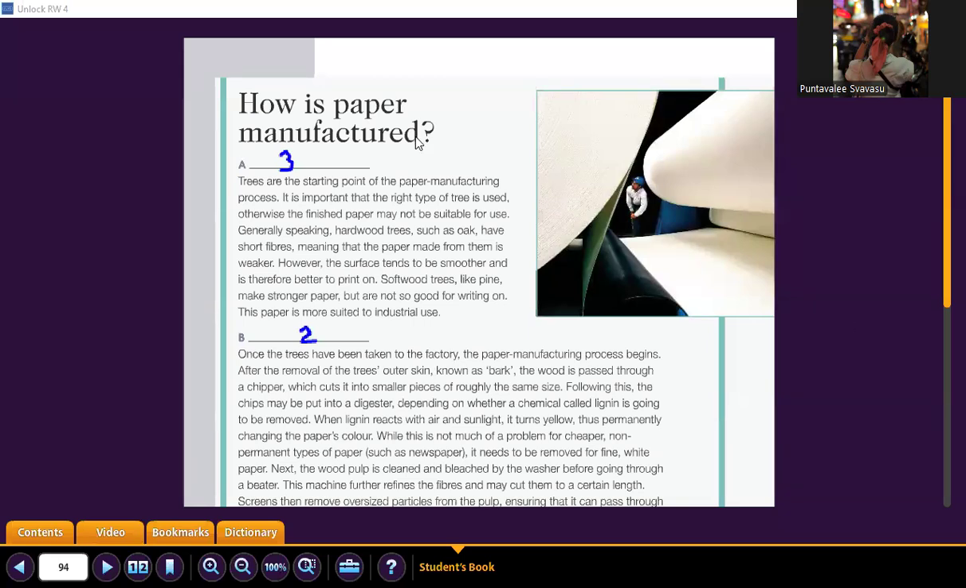Okay, so you can see the answer right here. This is number 3 in exercise 2, where the first one would be obtaining the raw material. And the second one, number 2, is processing the raw material.